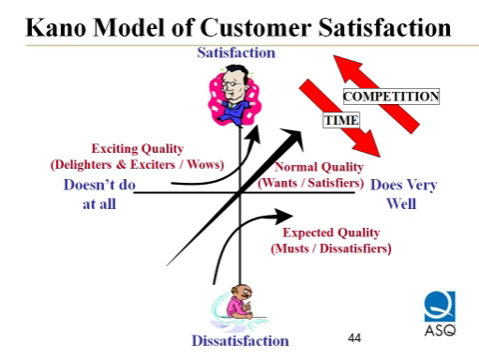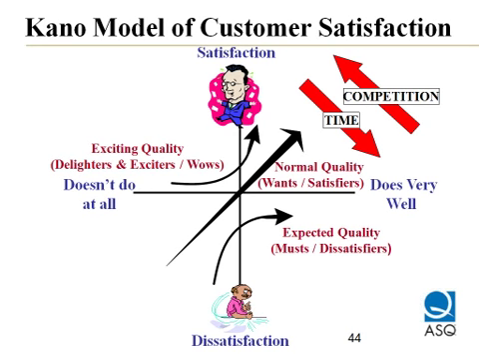You've heard the use of the word wow a lot, with people talking these days about certain attributes. And this is where it came from, the Kano model. What we do in QFD, the House of Quality, is we talk about the musts, the wants, and the wows. That's expected quality, normal quality, and exciting quality.